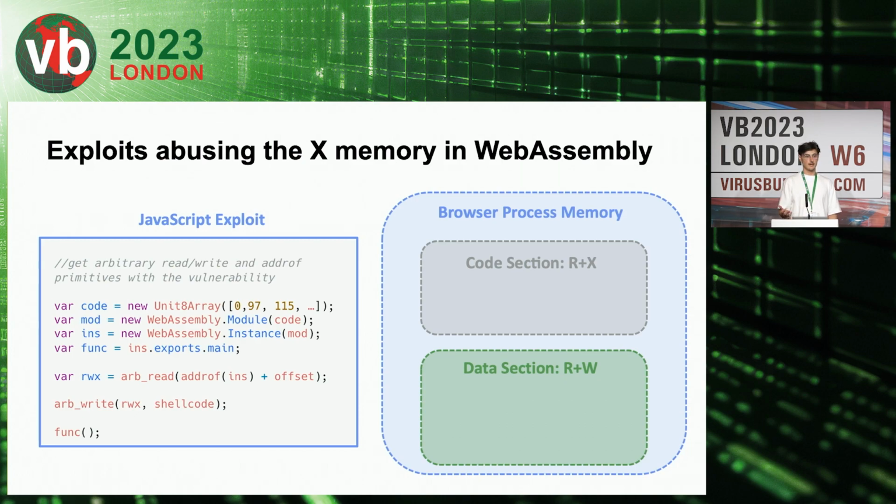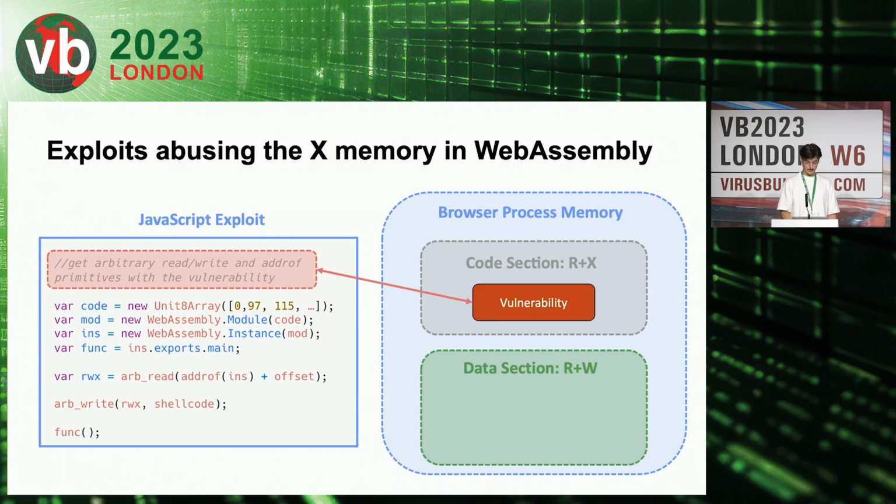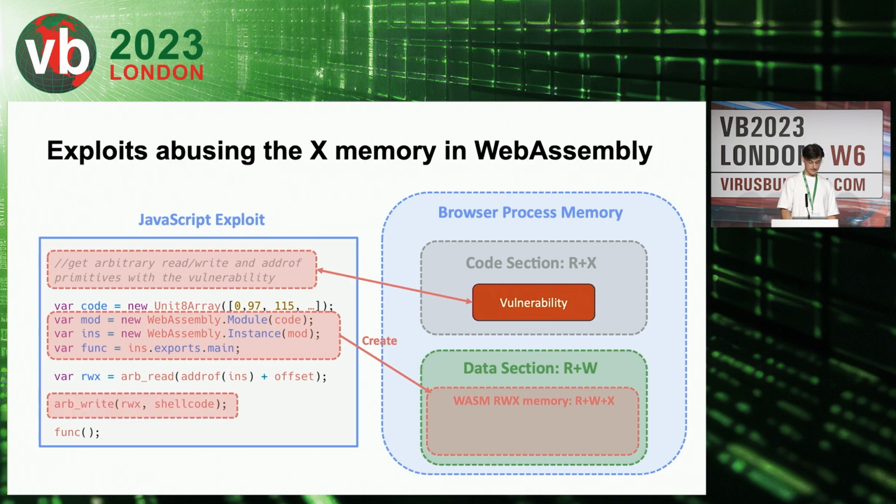Let's see a typical attack scenario of browser exploits that abuse the RWX memory in WebAssembly. An attacker will get arbitrary read and write and address-of primitives by exploiting a vulnerability in the code section. Then the attacker will create a WebAssembly module and instance, and this will allocate some RWX memory in the browser process memory. Then the attacker will use its arbitrary read and write to write shellcode into that memory region. And finally, it will use a WebAssembly export function to execute the shellcode.